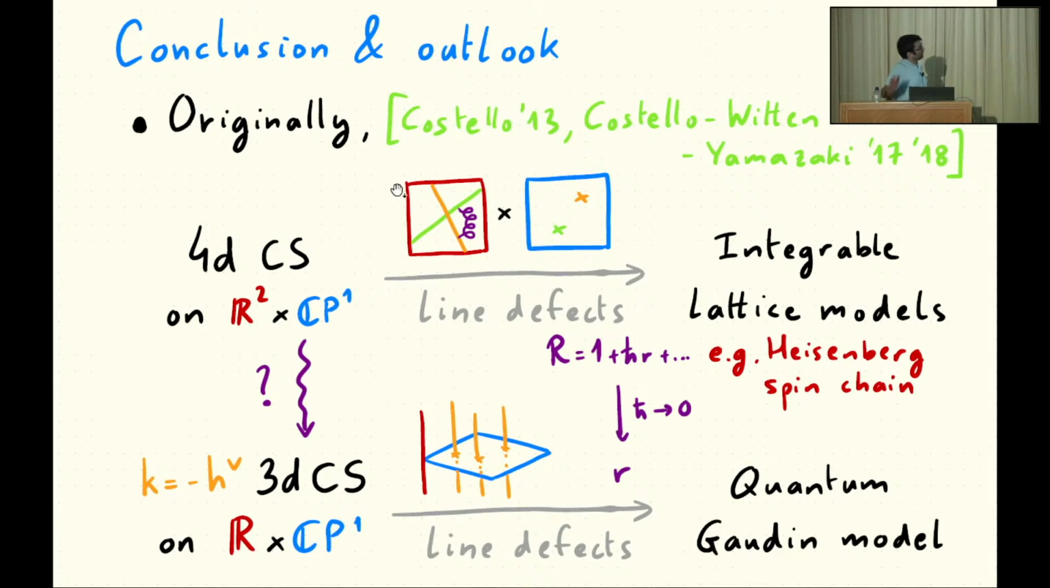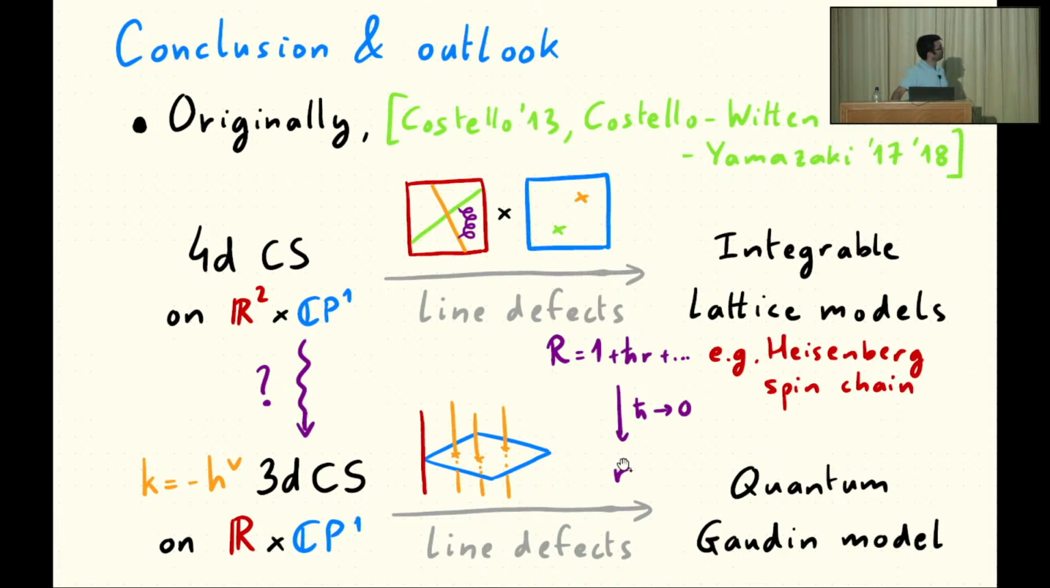And then finally, the original story of Costello from 2013 was about producing lattice models, and it was further expanded on by Costello and Yamazaki. Among these integrable lattice models, you can produce the Heisenberg spin chain, of which we know a limit is the Gaudin model. In this talk, I mentioned that the Gaudin model can be obtained from 3D Chern-Simons theory, in the quantum case at critical level. So it would be interesting to understand how this diagram commutes, where on this side you take the classical limit of the Heisenberg spin chain to get the Gaudin model. What's the analogous procedure to go from 4D Chern-Simons here to 3D Chern-Simons, which describes the Gaudin model?